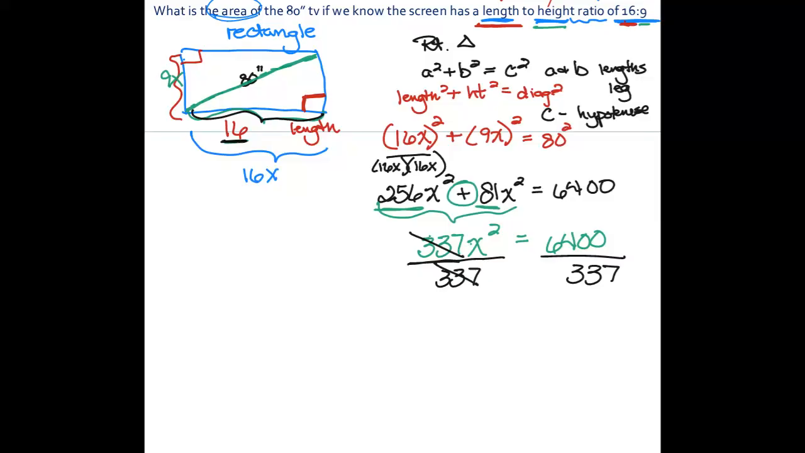So these simplify out to be 1. I have x squared is equal to, what is 6,400 divided by 337? Don't round it. Did you round it? 9. Okay. So keep that. If I don't want x squared, though, I just want x. So how do I find x? Then you take the square root.